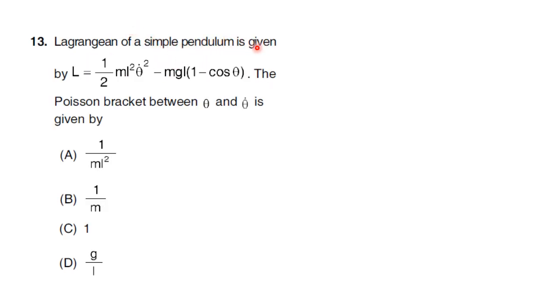The Lagrangian of a simple pendulum is given by L is equal to half ml square theta dot square minus mgl into 1 minus cos theta. The Poisson bracket between theta and theta dot is asked. So here the generalized coordinates are theta and p theta. Here the Poisson bracket is given by dou theta by dou theta into dou theta dot by dou p theta minus dou theta by dou p theta into dou theta dot by dou theta.